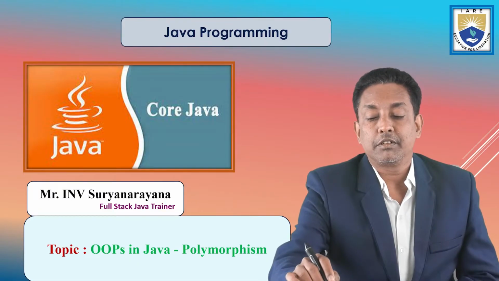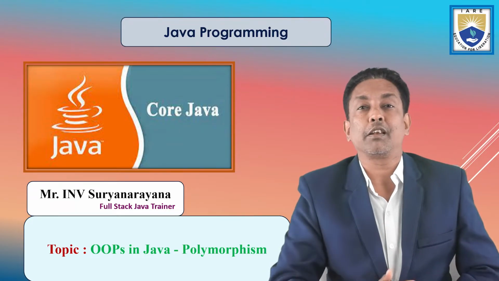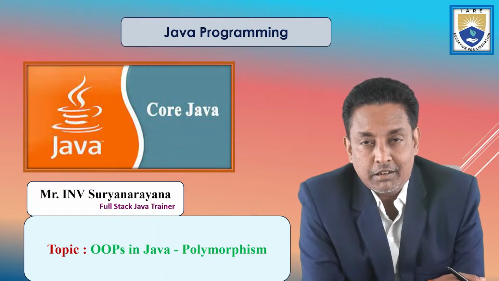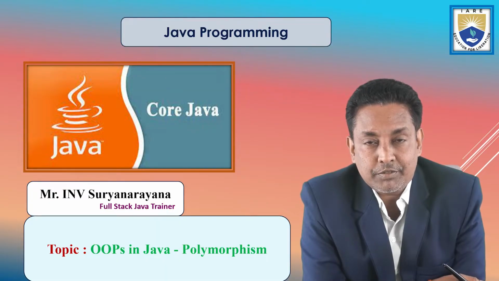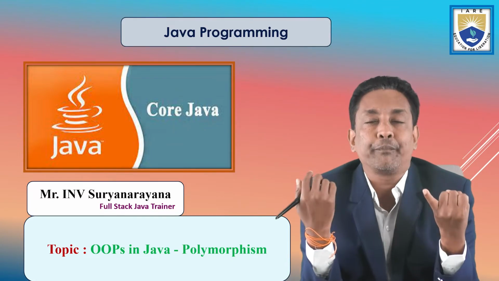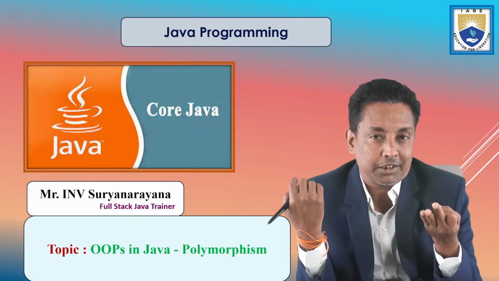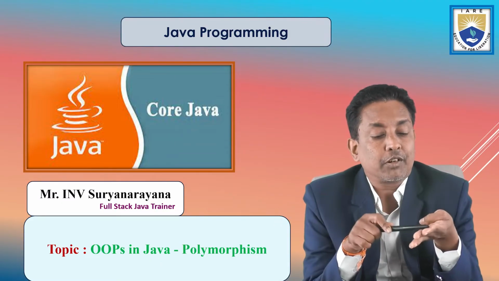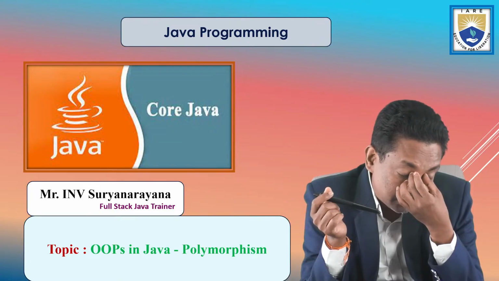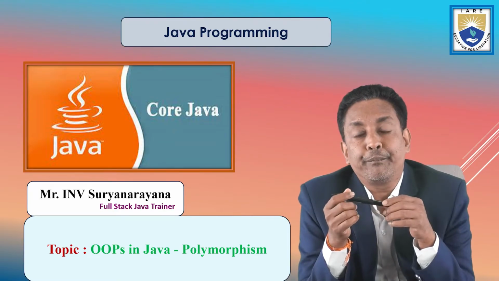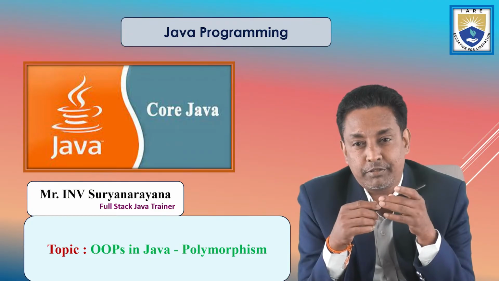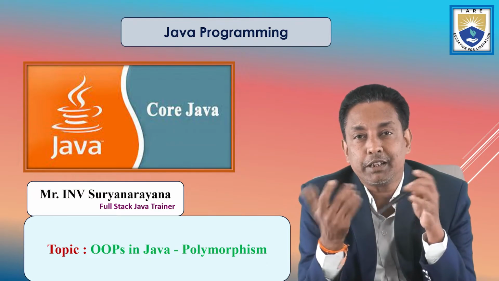So, welcome to one more topic in object oriented programming, that is polymorphism. This polymorphism is one of the object oriented programming principles, next to encapsulation, abstraction, and inheritance. Polymorphism is the fourth one, message passing is the fifth one. So, coming to polymorphism, poly means many, morph means shape, many shapes.